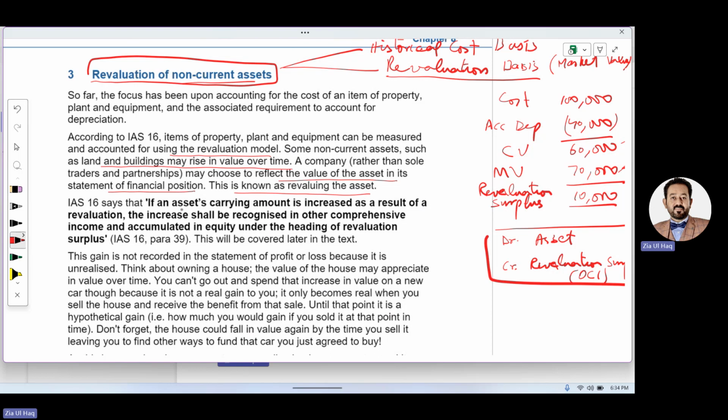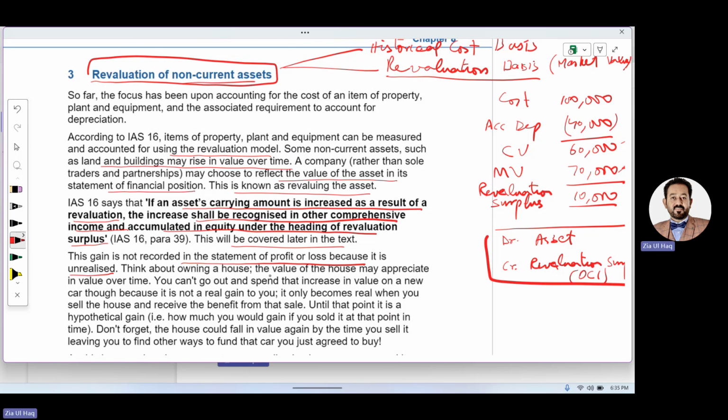IAS 16 says that if an asset's carrying amount is increased as a result of revaluation, for example instead of 60 it becomes 70, the increase shall be recognized in other comprehensive income and accumulated in equity under the heading of revaluation surplus. This will be covered later. This gain is not recorded in the statement of profit or loss as it is unrealized, because we haven't received the cash. That's why it is unrealized. Only realized gains should be recorded in the profit and loss account.